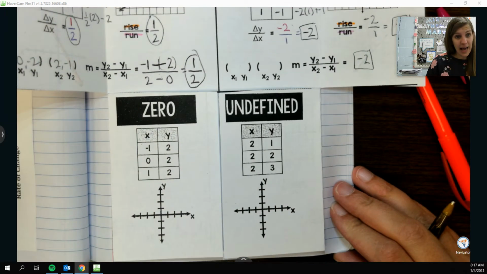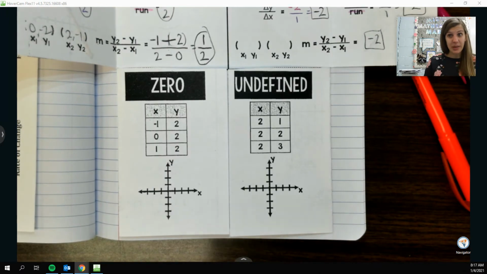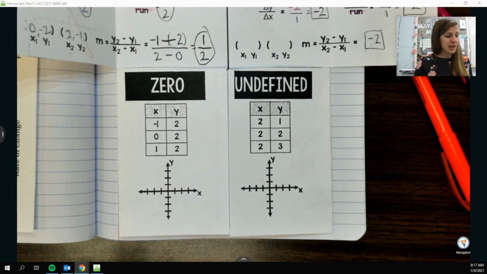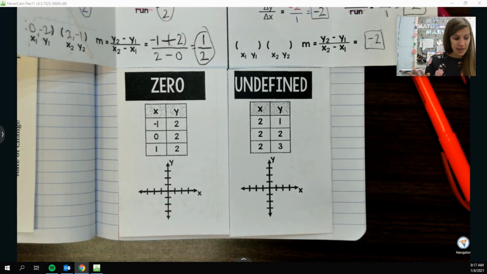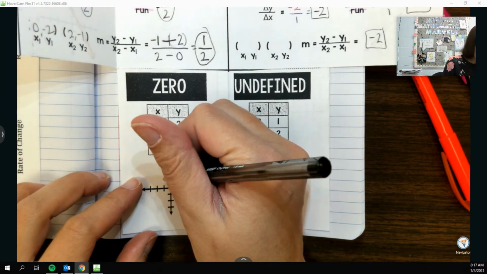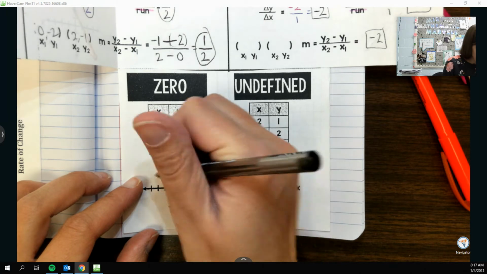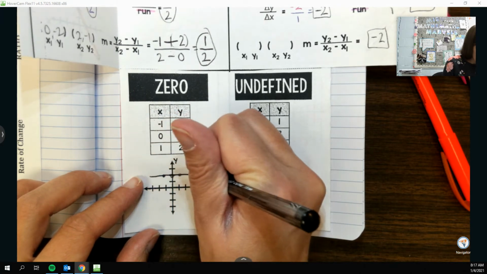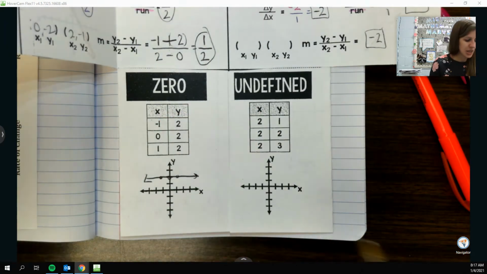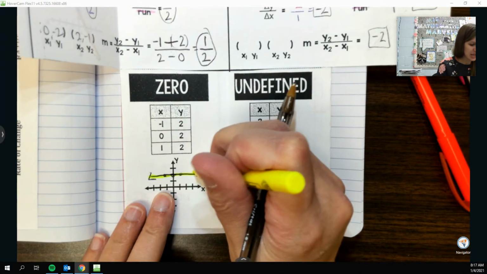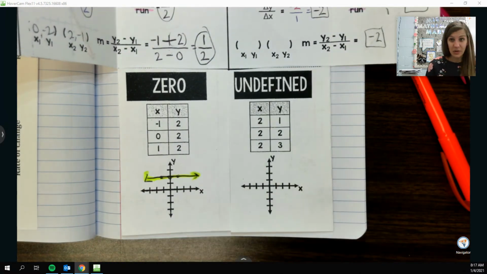I can also have 0 slope. So 0 slope happens when you are constant. So if I plot these points, negative 1 comma 2, 0 comma 2, 1 comma 2, this line is constant. It's just horizontal, and horizontal lines always have 0 slope.